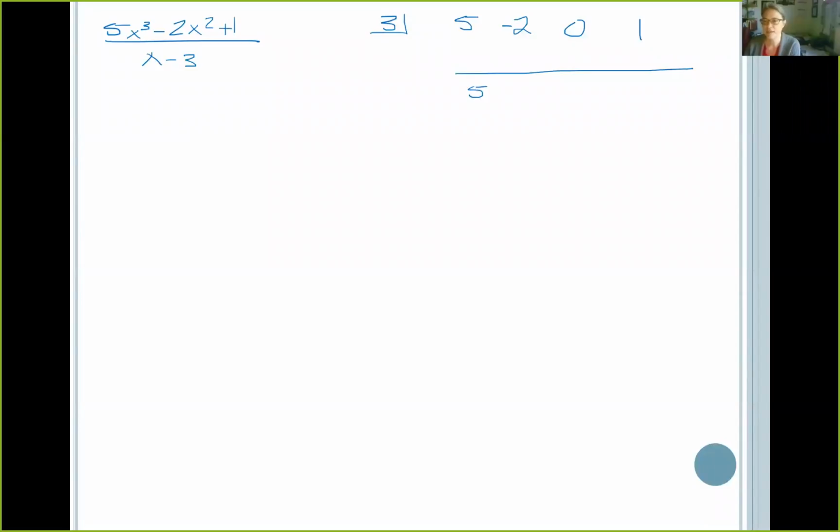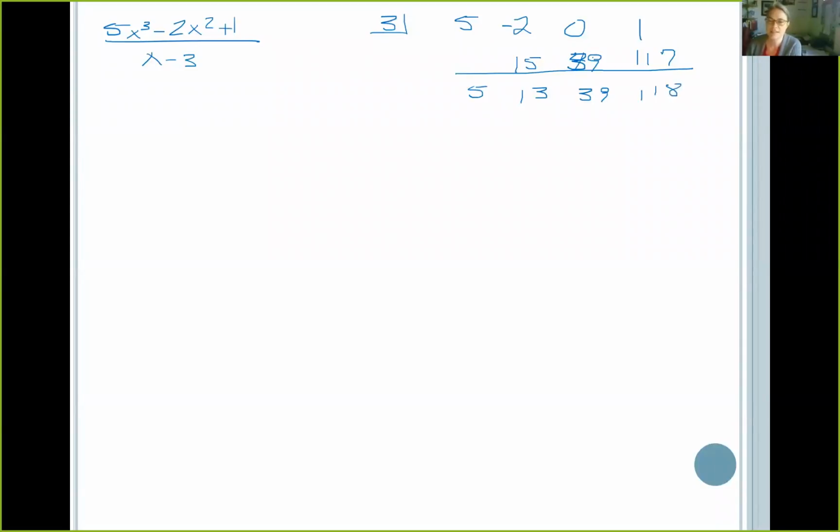multiply 3 times 5 to get 15. Add negative 2 and 15, and we get 13. 3 times 13 is 39. Add 39 to 0, we get 39. 3 times 39 is 117. Add 1, and we get 118.